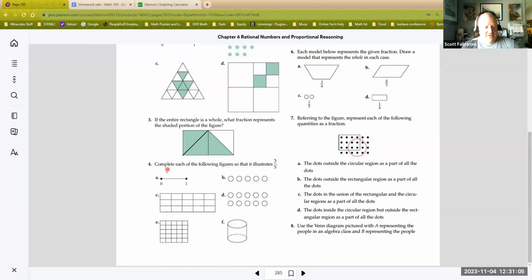Okay, so here they say from 0 to 1, here we go. Make 3/5 out of whatever it is. Totally your choice. Just be careful because they want them to be 3/5. You should have 5 equal-sized pieces.